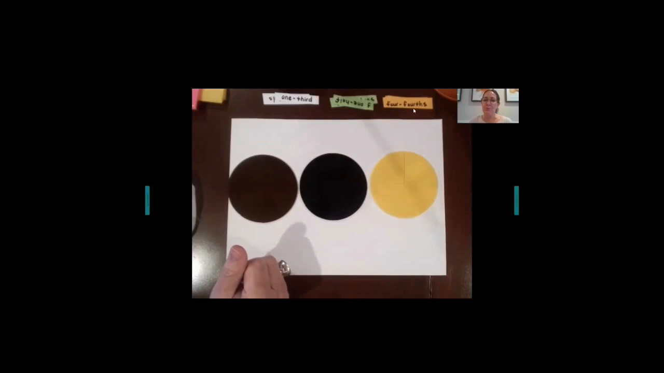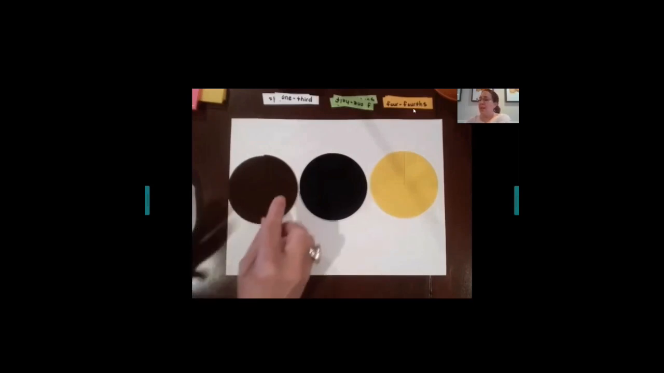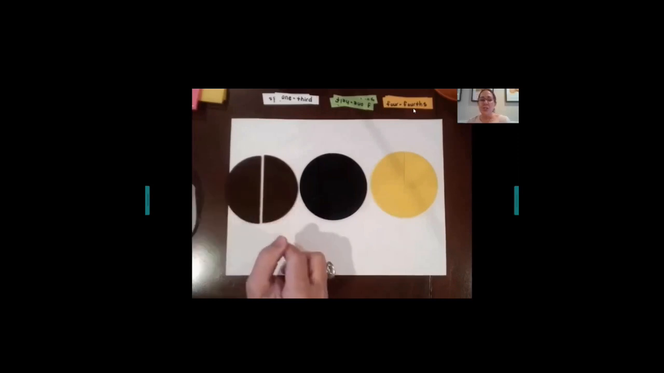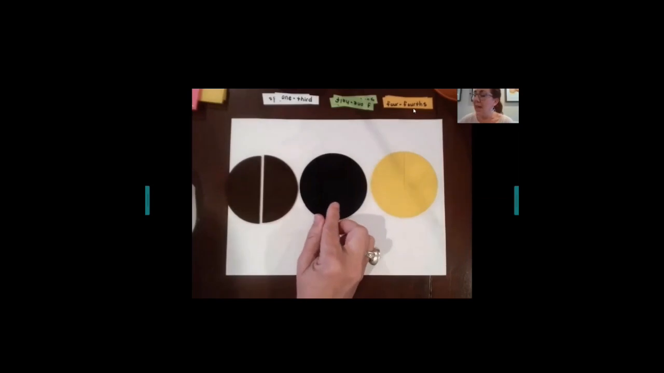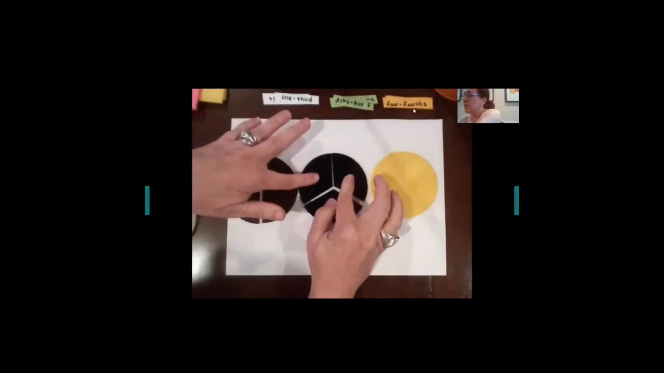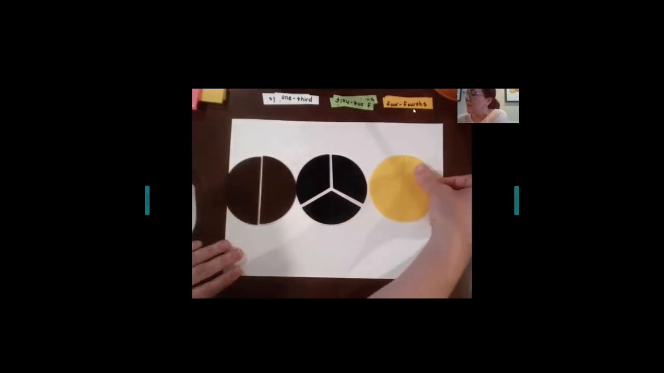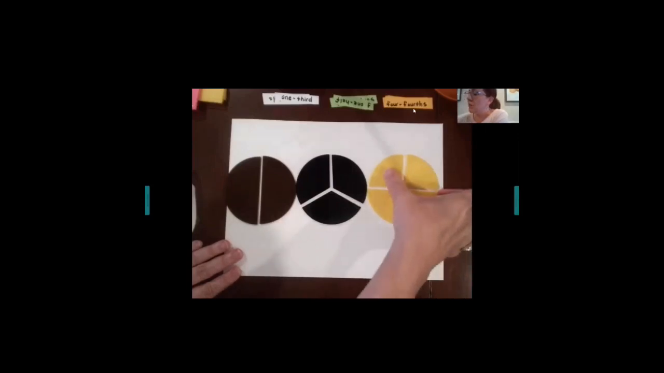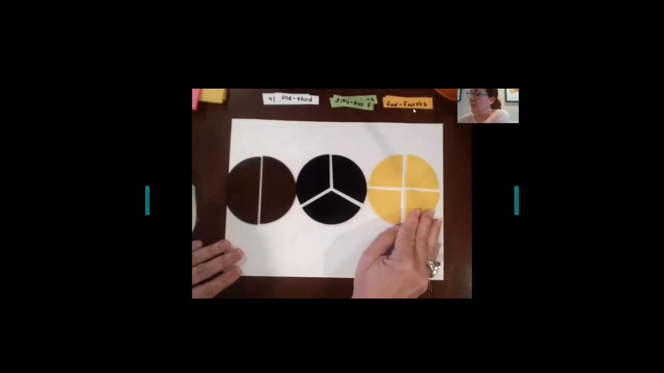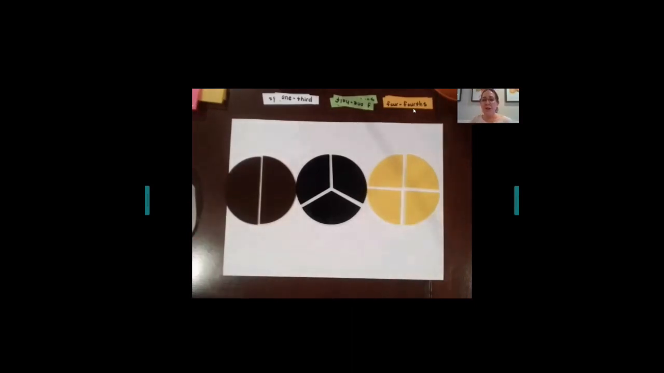They're identical. I've taken this brown circle and I have partitioned it into two equal shares. I've taken the black circle and I've partitioned it into three equal shares. And I've taken the yellow circle and I've partitioned it into four equal shares. So we're going to talk about how to describe these now.